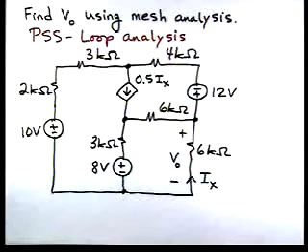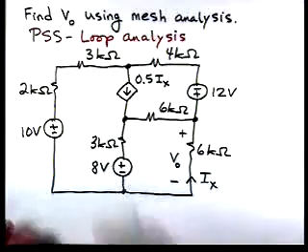In this problem, we're to find V0 using mesh analysis. We'll use our problem-solving strategy on loop analysis. Remember, mesh analysis is one of the ways to assign currents for loop analysis. So we have three meshes.